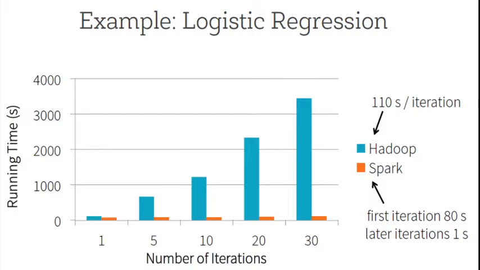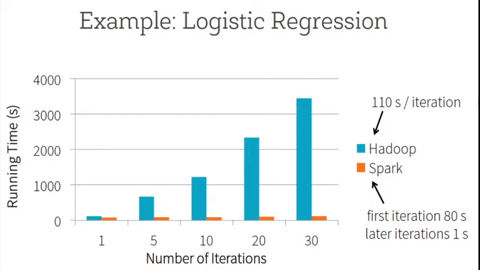Then here you can see the graph for logistic regression. I am using a regression algorithm for both Hadoop and Spark. On the x-axis I have the number of iterations and the running time. If I run Hadoop, each iteration takes 110 seconds to iterate the data. But if I run Spark, only the first iteration takes 80 seconds. Later on, if I execute any iteration, it takes only 1 second. So compared to Hadoop, Spark is much more efficient in running time.